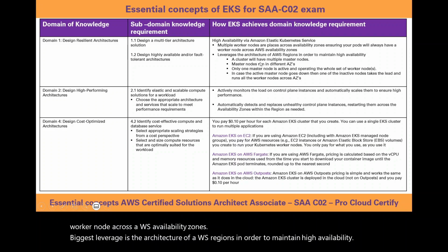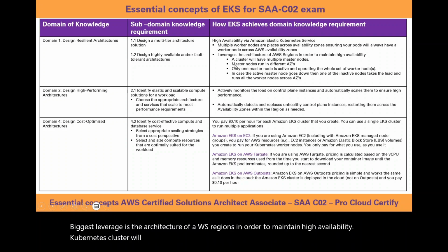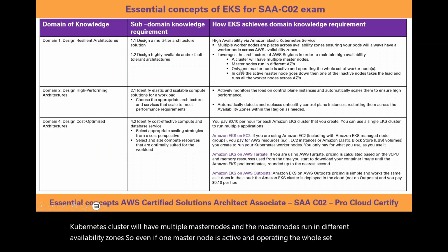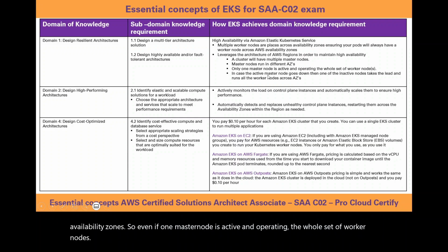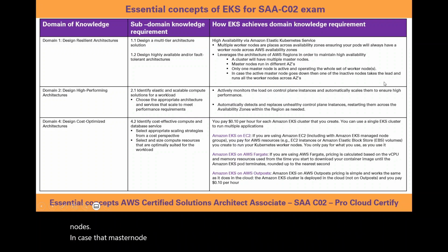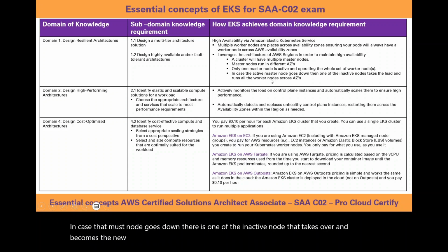A Kubernetes cluster will have multiple master nodes, and the master nodes run in different availability zones. So even if one master node is active and operating the whole set of worker nodes, in case that master node goes down, one of the inactive nodes takes over and becomes the new master node and runs all the worker nodes across the availability zones.